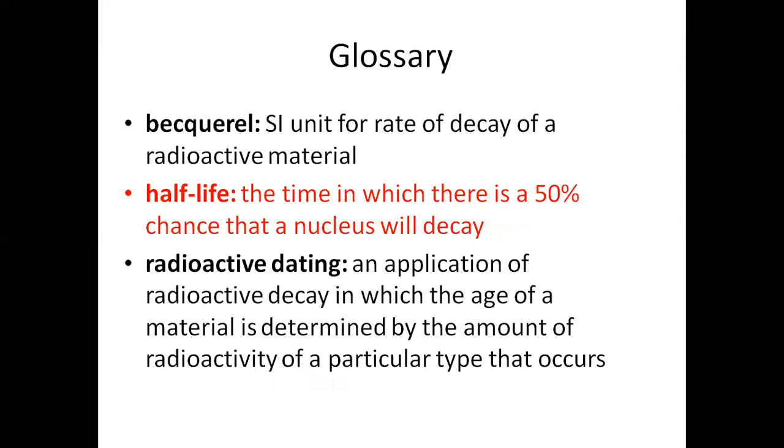Before going to the mathematical problems, we are going to discuss some glossary of this chapter: Becquerel, half-life, and radioactive dating. Becquerel is the SI unit of the rate of decay of a radioactive material, and half-life is the time in which there is a 50% chance that a nucleus will decay. Radioactive dating is an application of radioactive decay in which the age of a material is determined by the amount of radioactivity of a particular type that occurs.